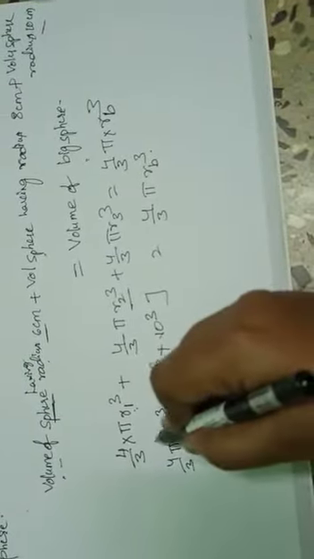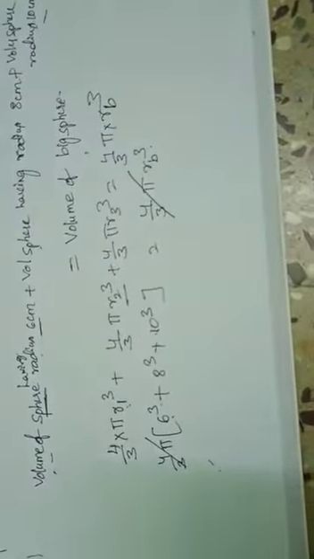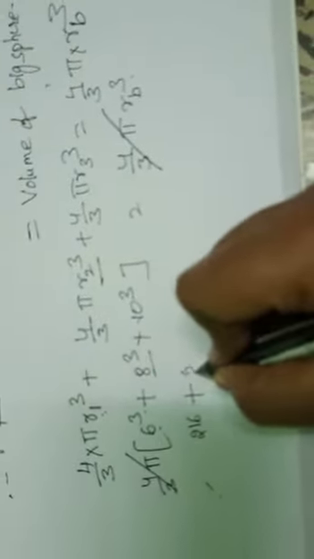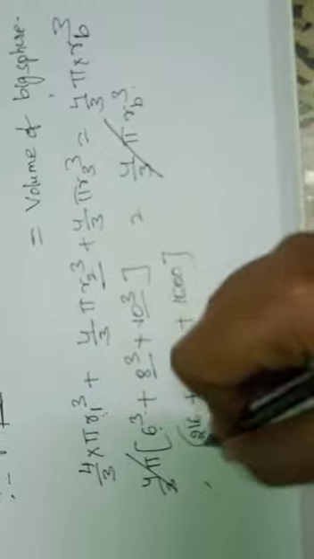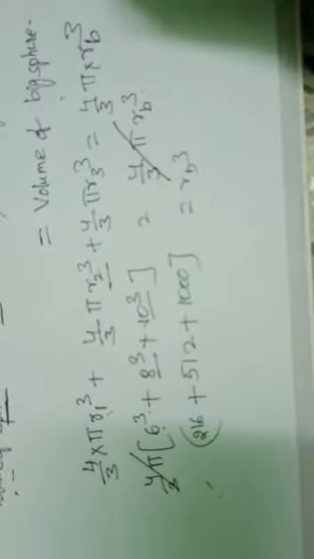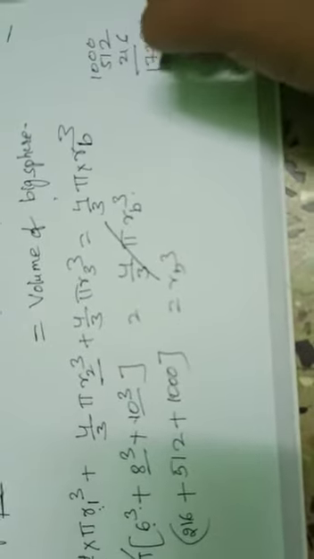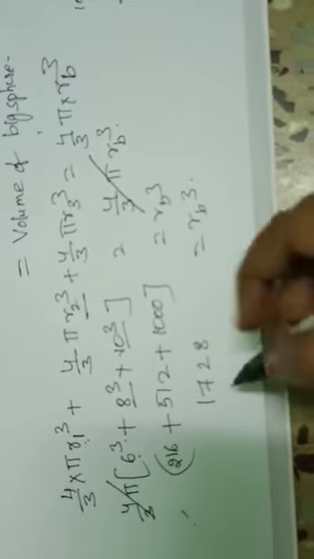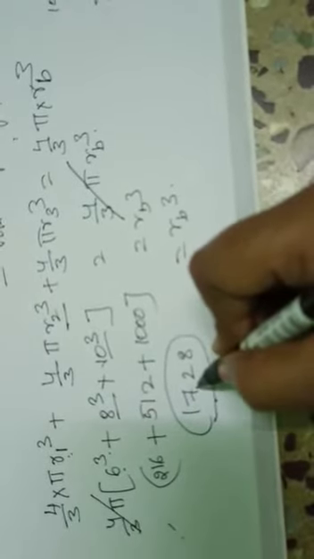Okay, 4 by 3 into pi on both sides get cancelled. 6 cube is 216, 8 cube is 512, 10 cube is 1000. 1000 plus 512 plus 216 is 1728, equal to RB cube. Which number's cube is 1728?